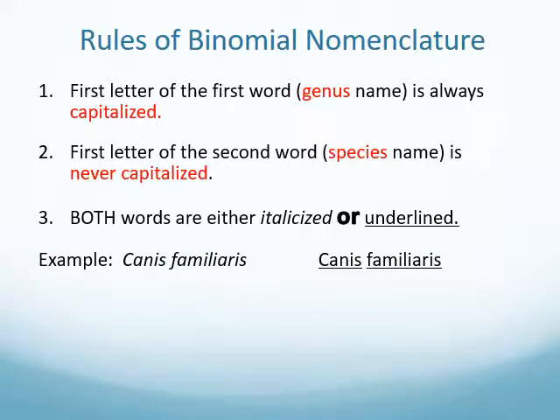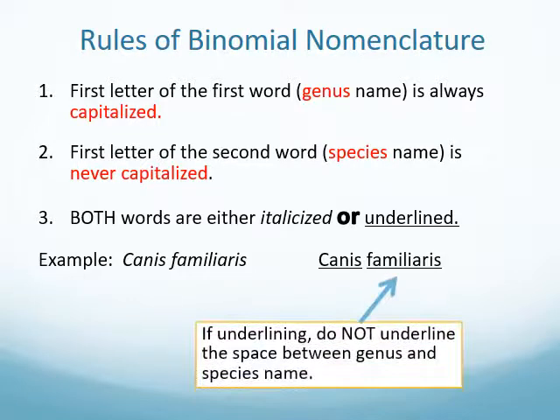Okay, so let's look at this example. We have Canis familiaris in italics, and you have Canis familiaris underlined. Do not underline the space in between the genus and the species. Now, am I going to be that particular with it? No. But if you're told not to do it and you're taking a higher level class, then don't do it. Can we write in italics? The correct answer is no. So what we do is we write it regular and then we just underline it.